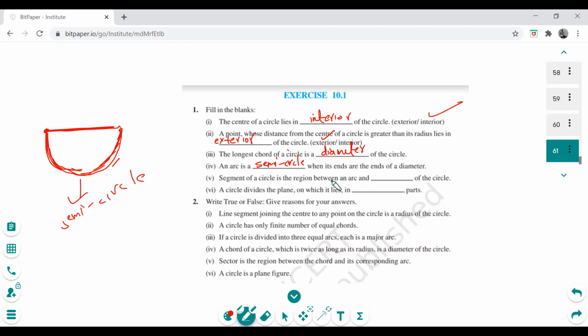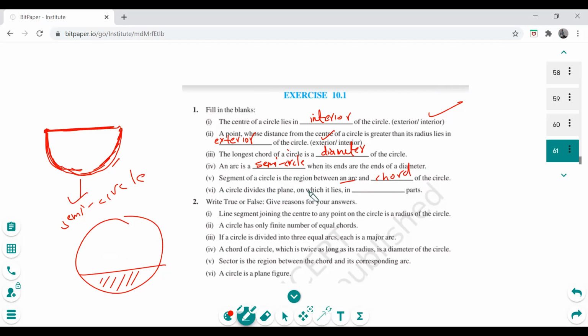Segment of a circle is the region between an arc and dash of the circle. Yes, Yash will tell me. Yash, segment of a circle जो होता है वो किस किस के बीच में होता है? ये सेगमेंट एक आर्क के और chord. गुड, कॉर्ड के बीच में, राइट?